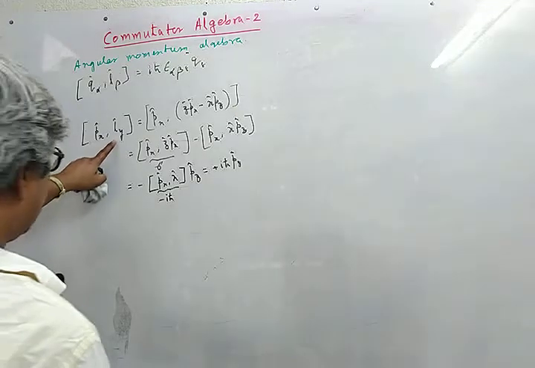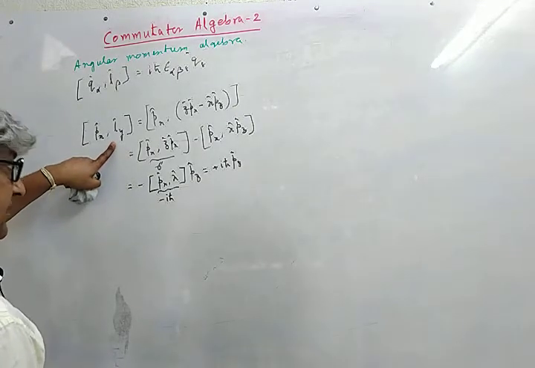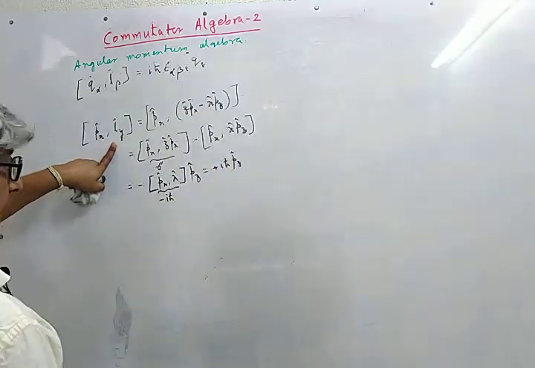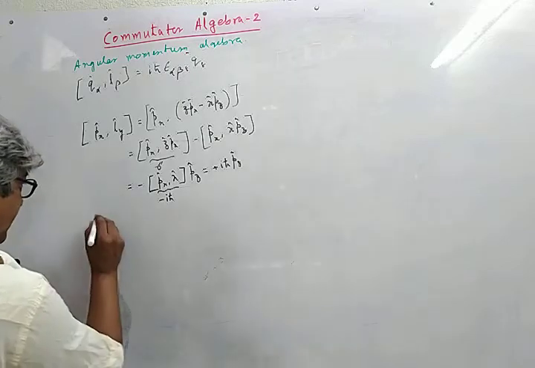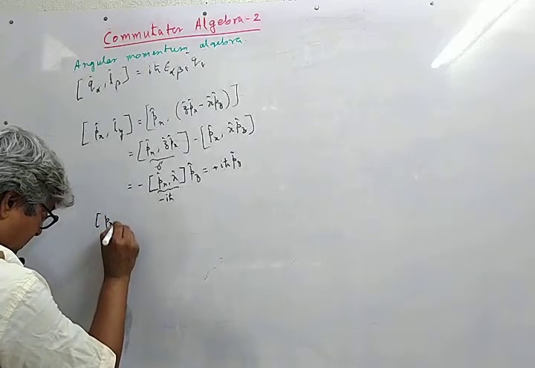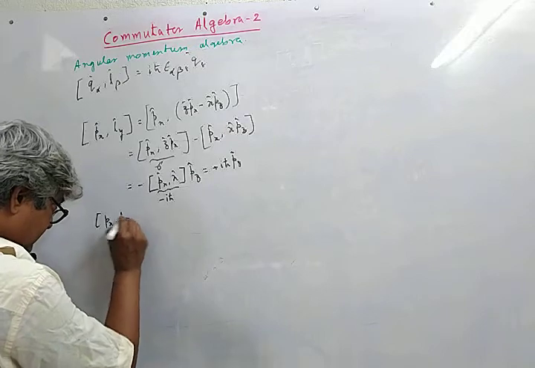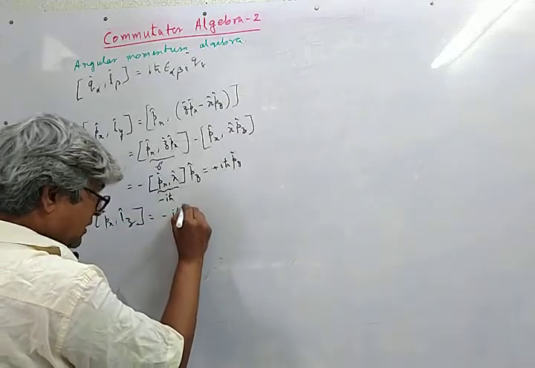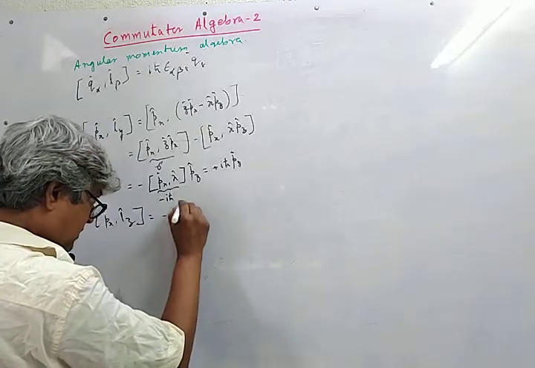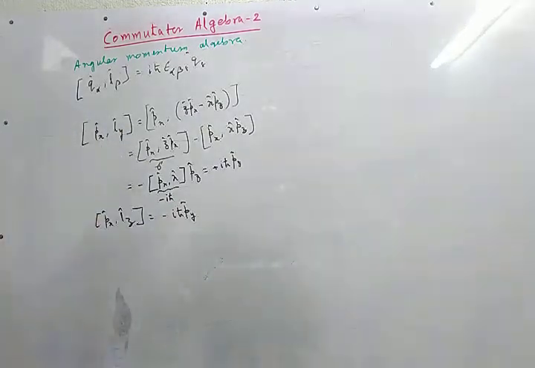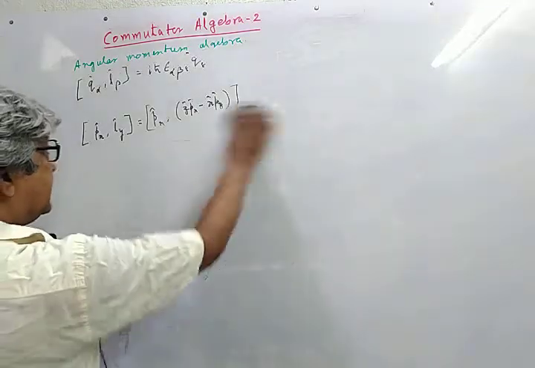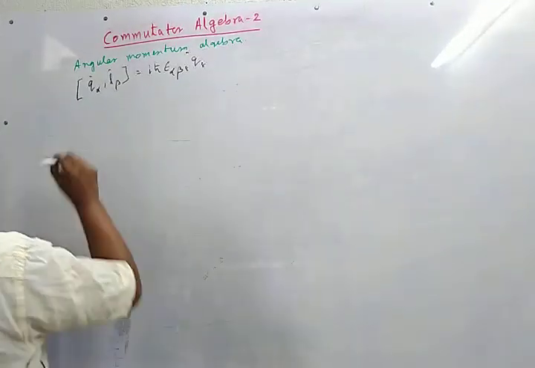If you calculate this with L_z, you will have minus iħ p_y. Again, all these relations can be written in an elegant way using the Levi-Civita extensions. They are all nine relations.